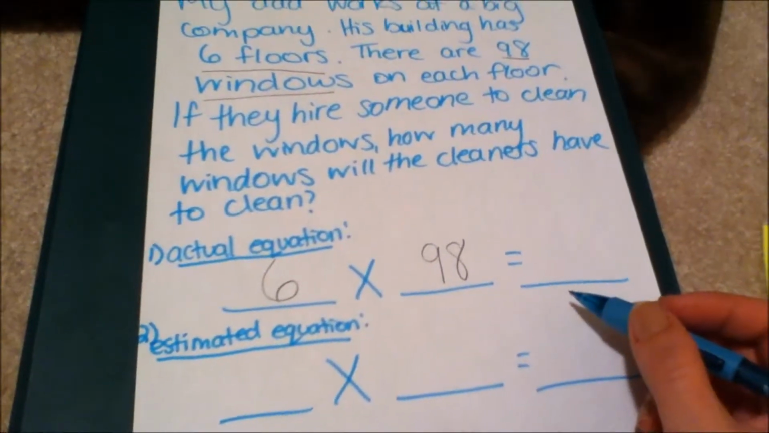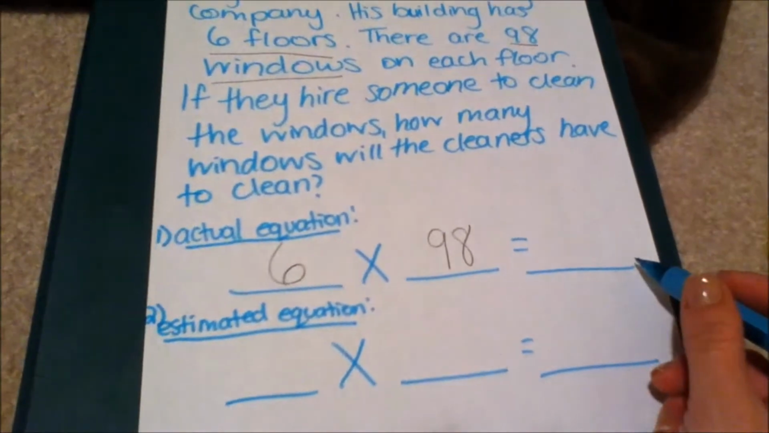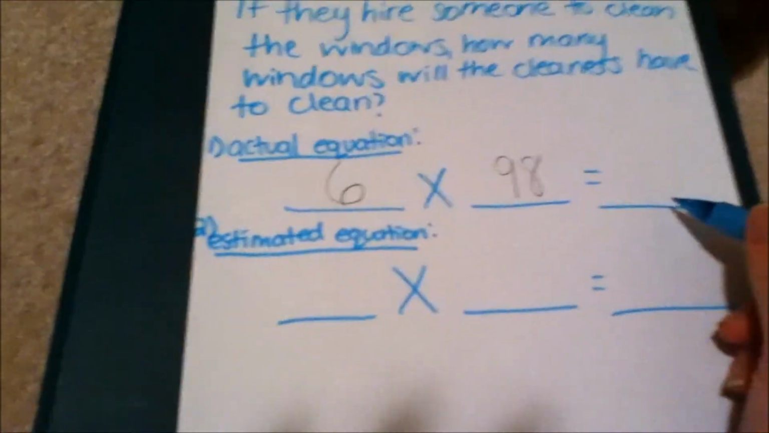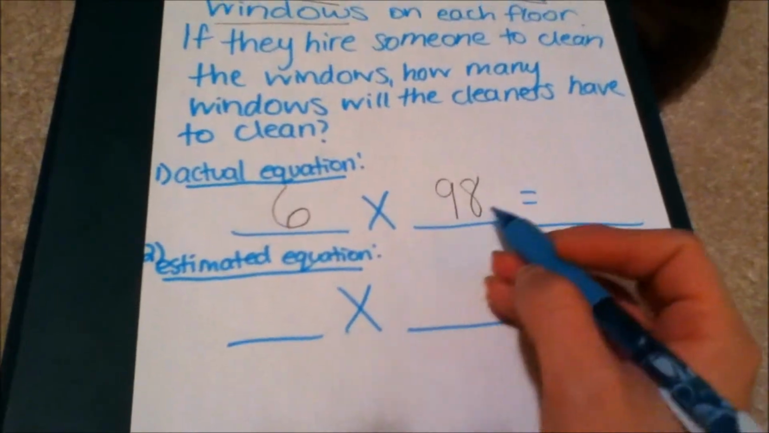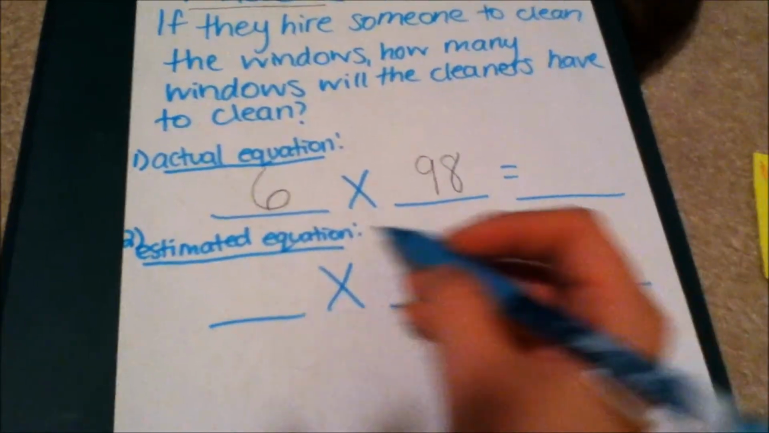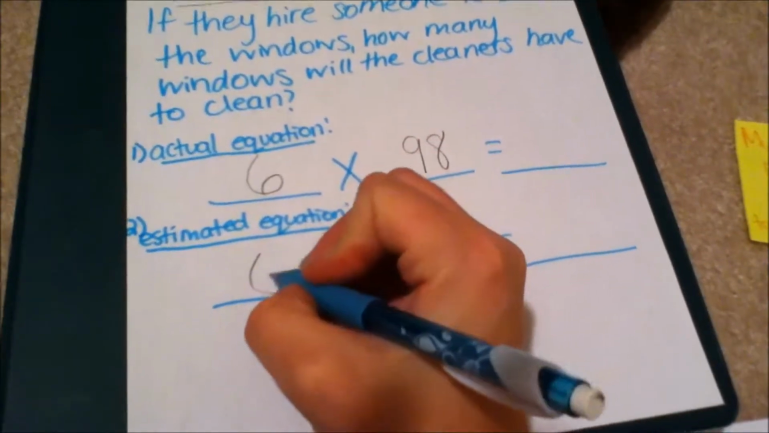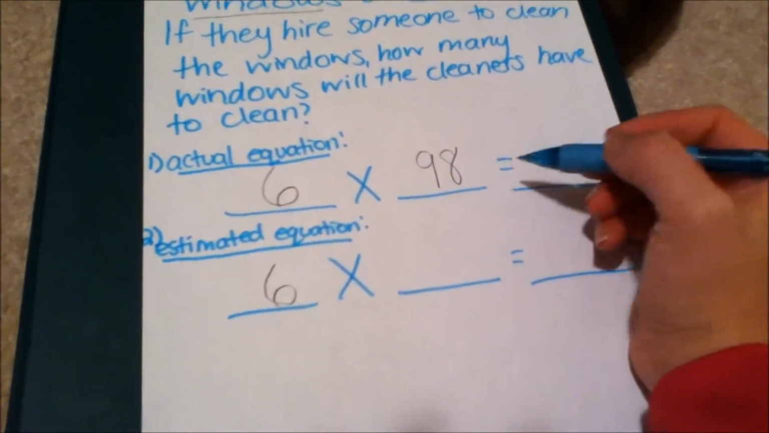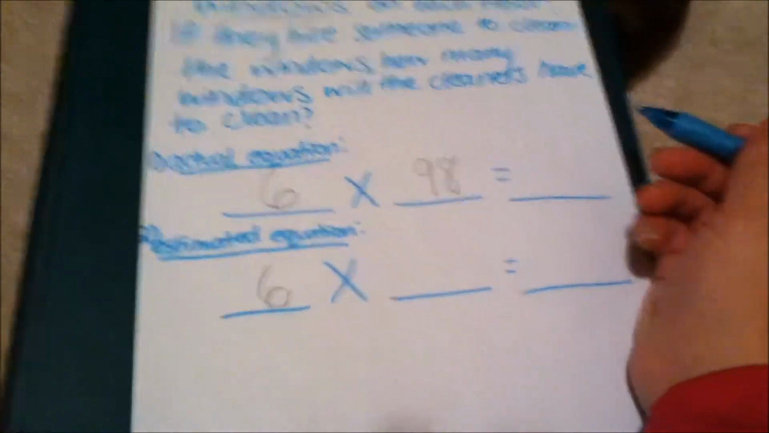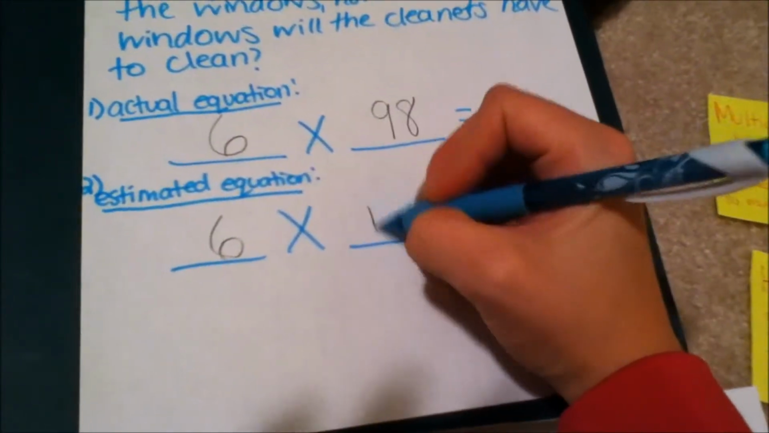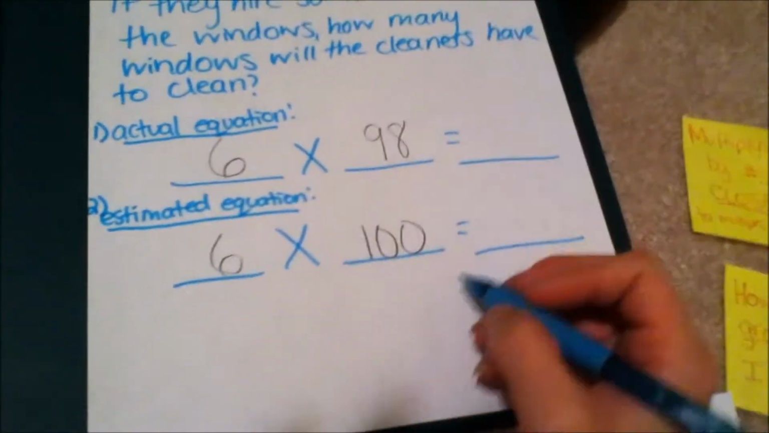Now this is obviously going to be a little hard to figure out. We won't know the exact answer right away, but we know that we can get to an estimated equation, something that's close to this. So our number of floors hasn't changed in the question. There's still 6 floors, but instead of timesing by 98 windows, we could say 98 is really close to 100. So let's try timesing this by 100.